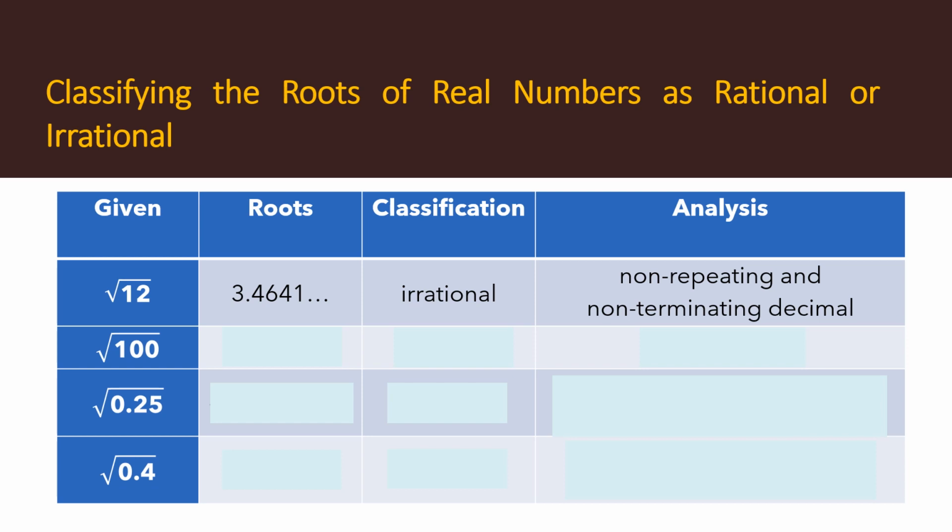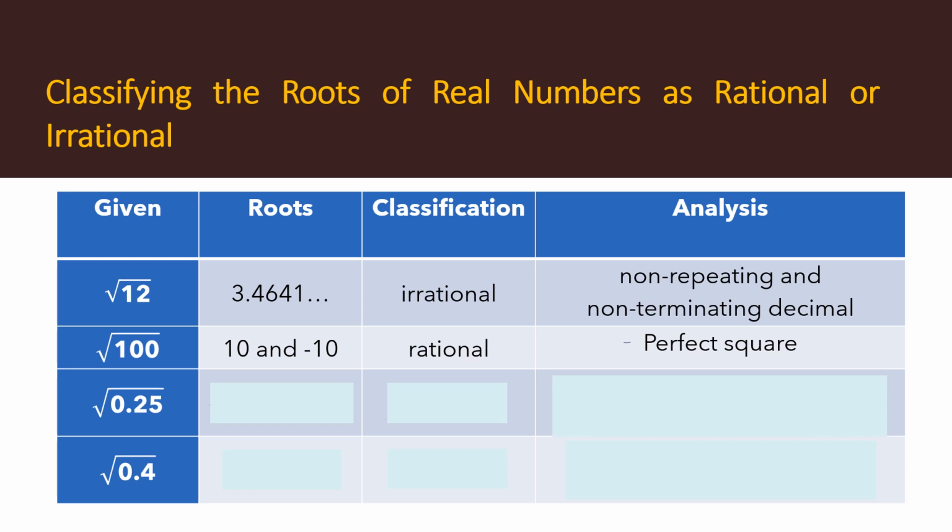How about the square root of 100? The square root of 100 is 10 and negative 10. Based on that, are the roots rational or irrational? Of course they are rational numbers because we know that these numbers are integers, and integers are rational numbers. As you can see here in the analysis, 100 is a perfect square.